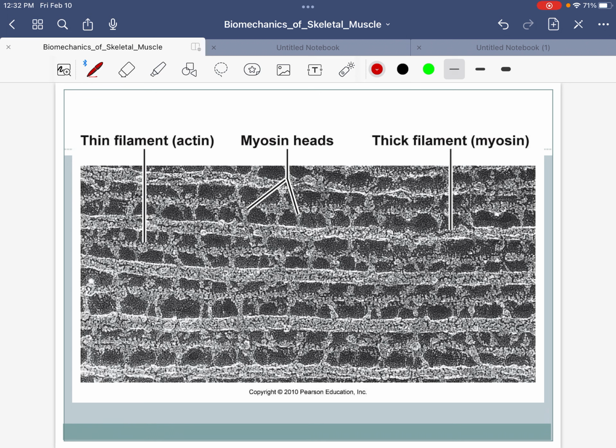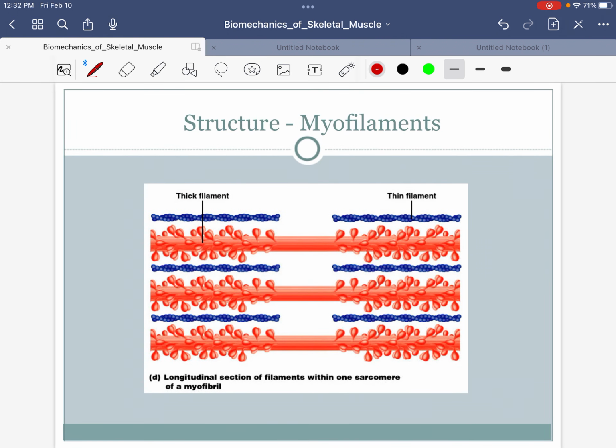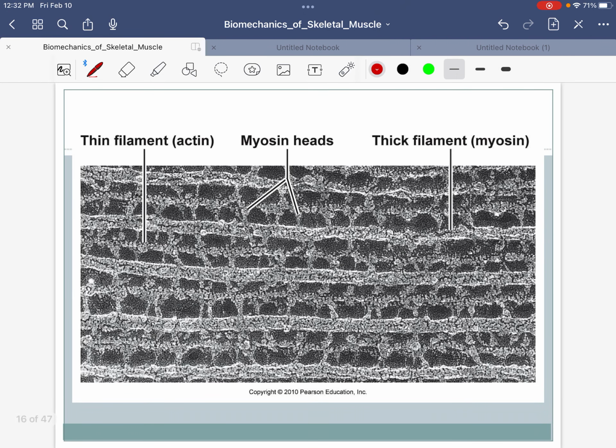All right. Here's what the actin and myosin look like for real under a microscope. It's not always going to be as pretty as this arrangement. They do this so we can understand what's happening, but in reality, the actin and myosin tend to be a little bit more squished together.